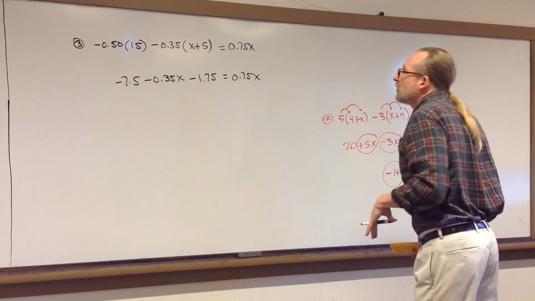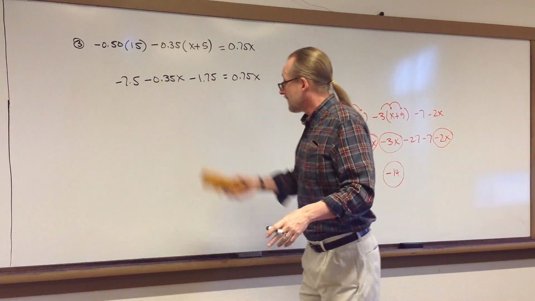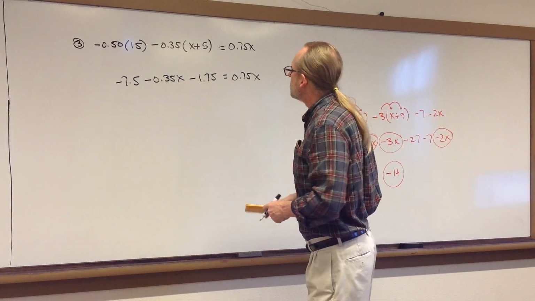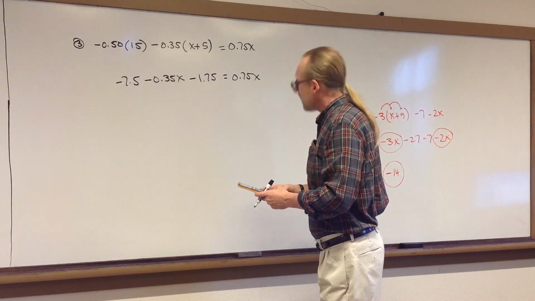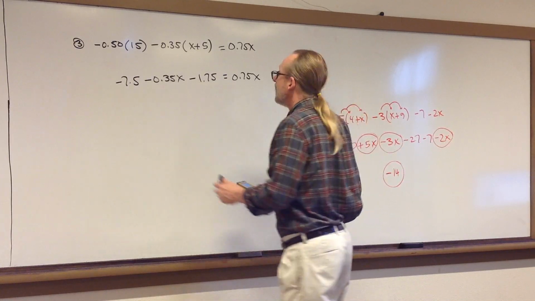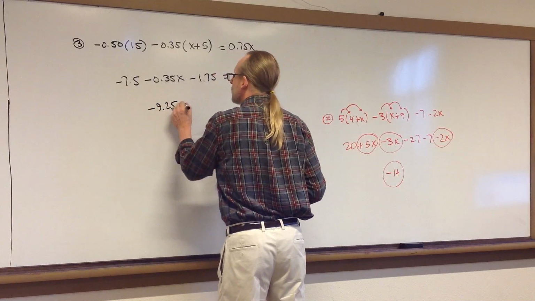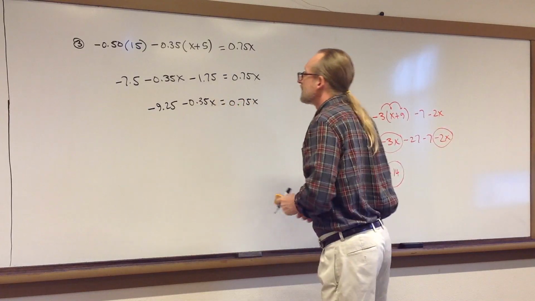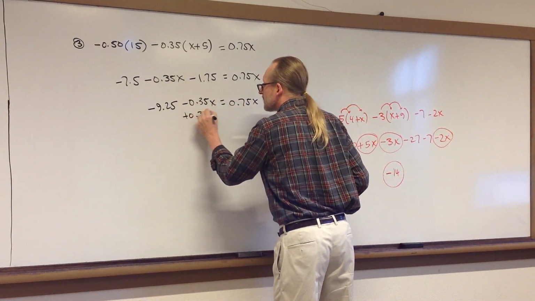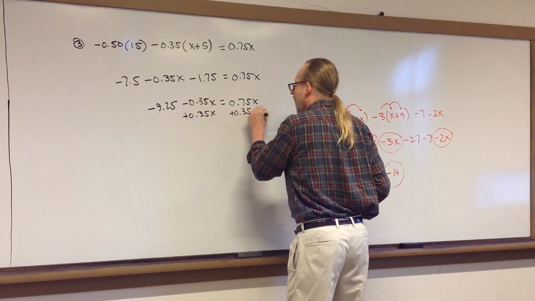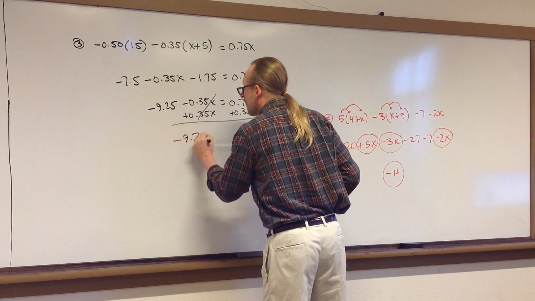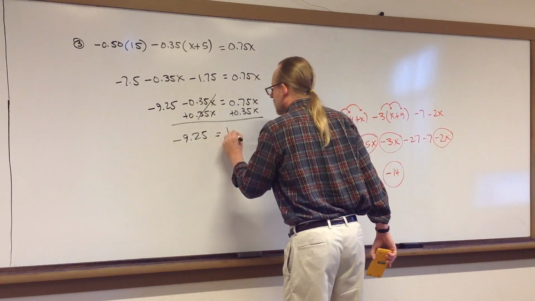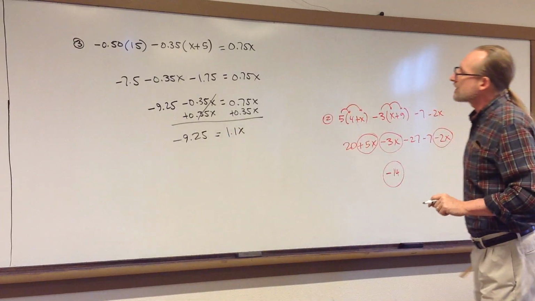0.75x. Now we can combine our like terms over here first if we want to. We can add this 0.35x to the other side if we want to. I think I'll combine these together first. Negative 7.5 minus 1.75, negative 9.25 minus 0.35x equals 0.75x. And now we'll add this to the other side. So these cancel out. On the left side, we've got negative 9.25. And over here, that'll be 1.1x.